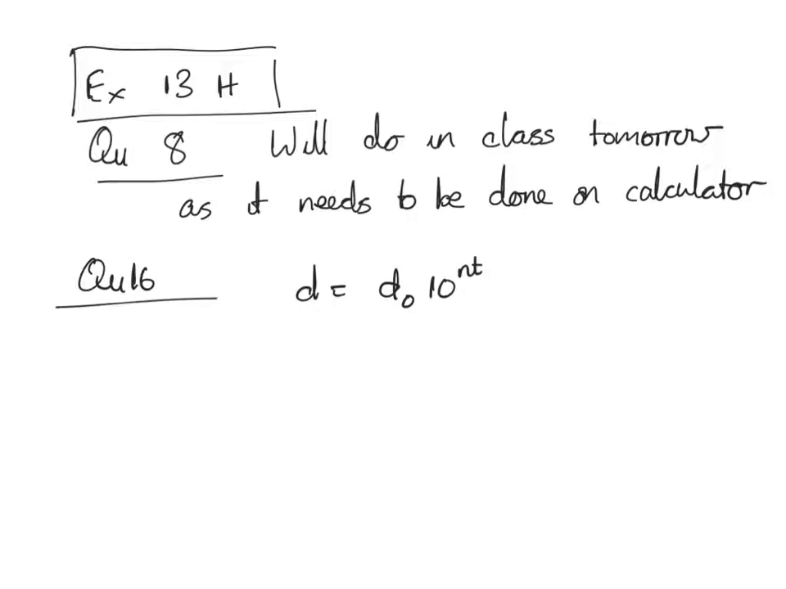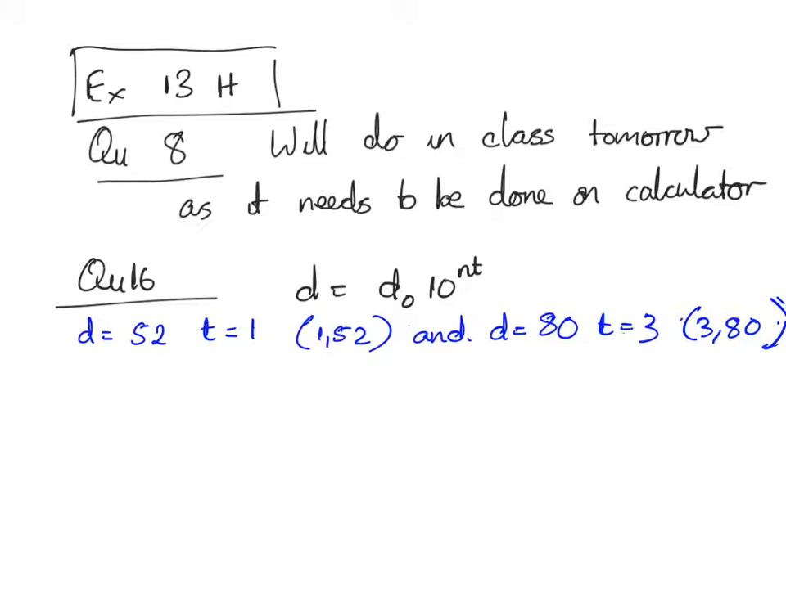Let's have a look at question 16 now, which is: in the initial period of its life, a particular species of tree grows in the manner described by the rule D = D0 × 10^(nt), where D is the diameter in centimetres of the tree t years after the beginning of this period. So the diameter is 52 centimetres after 1 year and 80 centimetres after 3 years. So this is the information that we get from that.